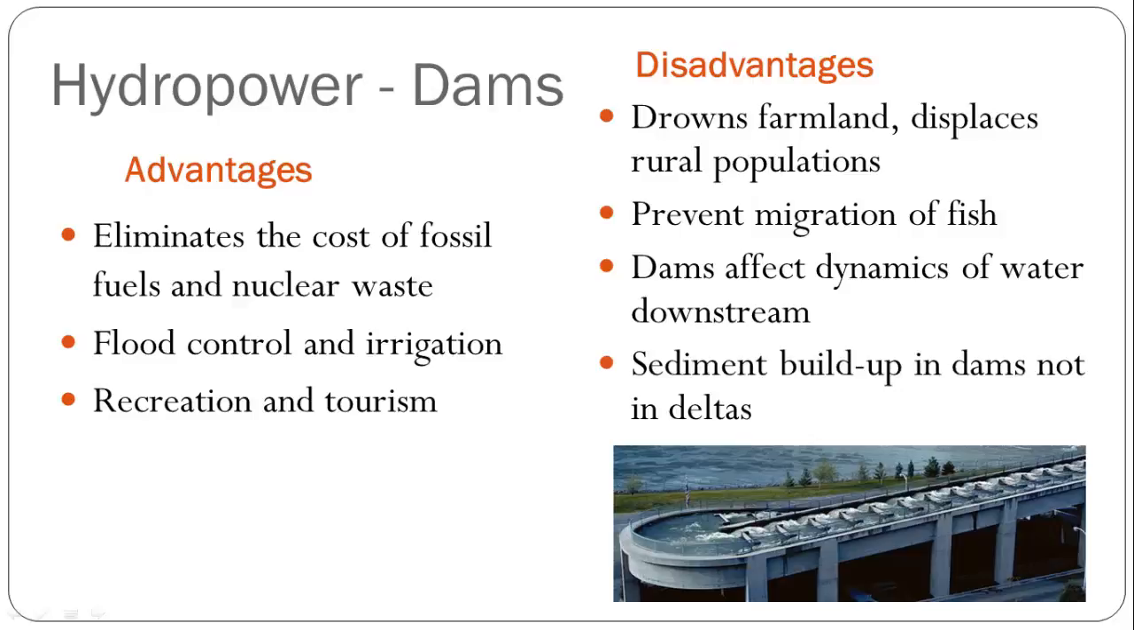It is no longer usable as land, so if there's any farmland or houses there, they have to be moved. It also prevents the migration of fish, which there are some solutions to. You have the installation of these fish ladders where they can swim up them. But it also makes a lake where there wasn't a lake, so that changes the ecosystem as well. You also have sediment buildup in the dams at the bottom of these lakes, rather than in the deltas where they empty into the ocean.